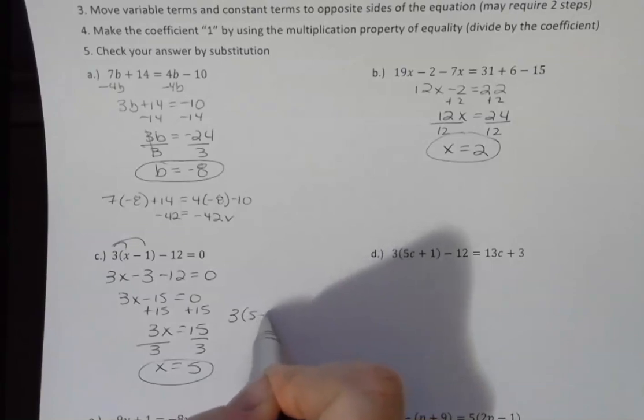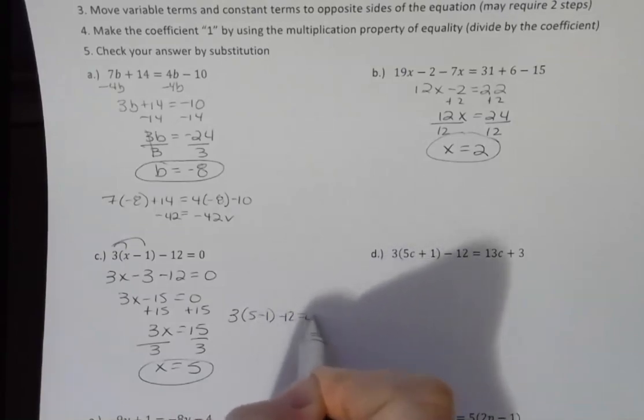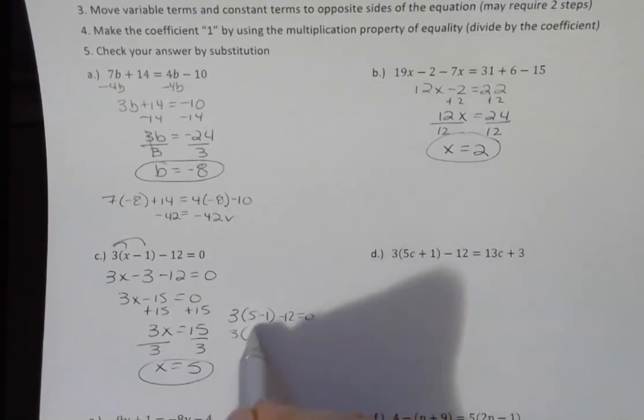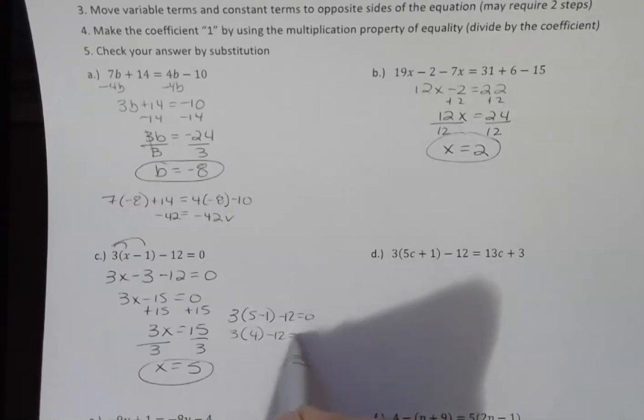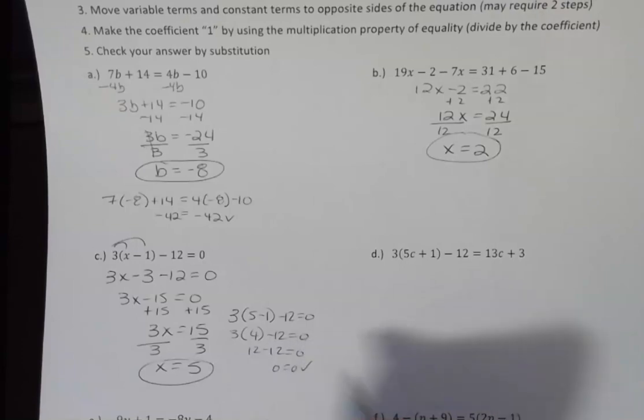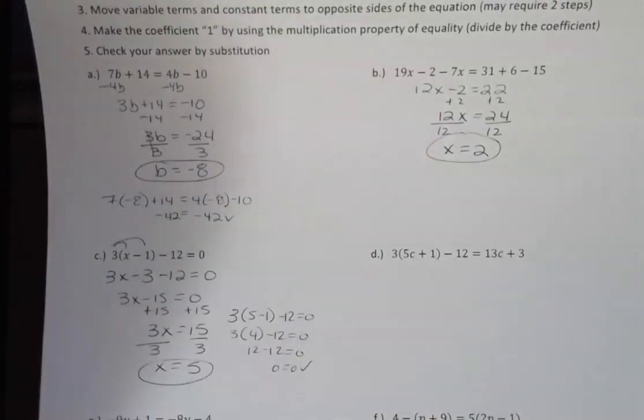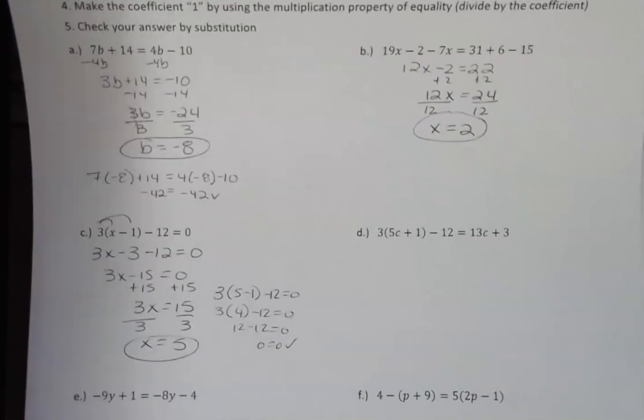We have 5 minus 1 minus 12 should be 0. That is 3 times 4 minus 12 should be 0, or 12 minus 12 equals 0, and that's a quick check. So you could always plug back in to check. I'm not going to do that on all the examples here.